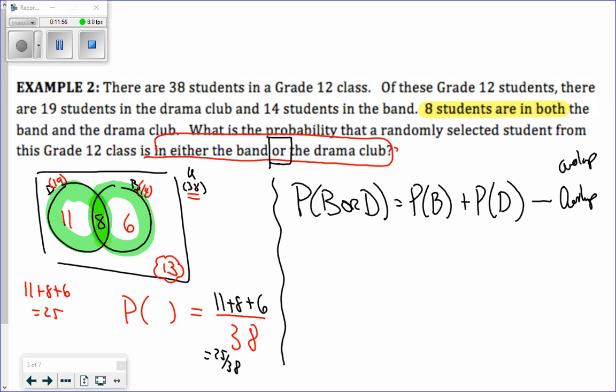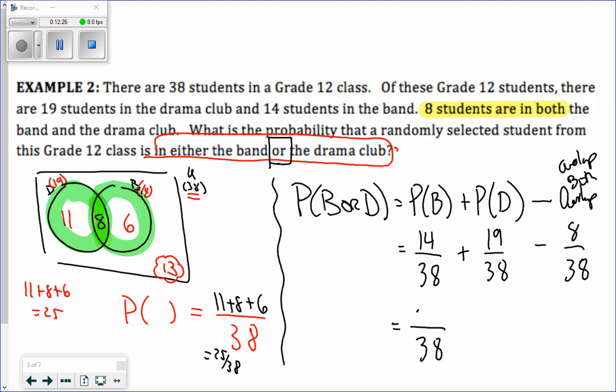So how many kids are in band? 14 in band out of a total of 38 kids. How many in drama? 19 out of 38. How many are in both? So the overlap is the both. That is 8 out of 38. So if you punch into your calculator 14 plus 19 minus 8, you should get out, if I have done it right, 25.